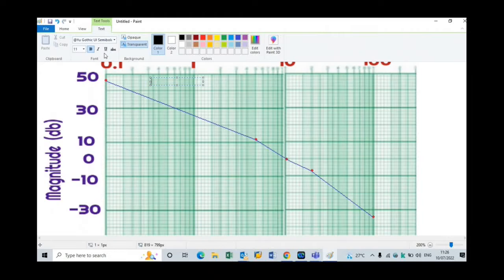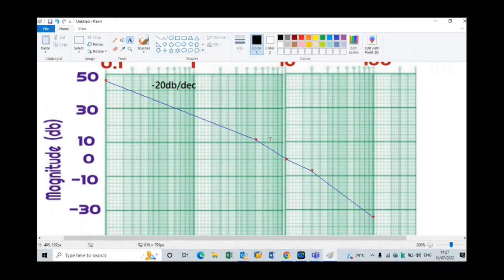Now first line is having slope minus 20. So what is the unit? Unit is minus 20 dB per decade. So we have to write here minus 20 dB per decade. So what is the meaning of decade? Because all this horizontal line or this horizontal section is increasing the frequency by the range of 10. So each section is known as decade, and this vertical line indicates the magnitude in dB. So its slope is minus 20, that we have made already in the table.